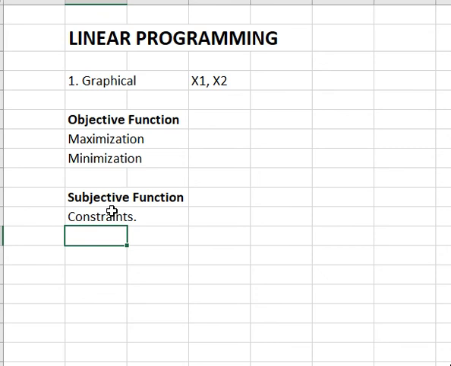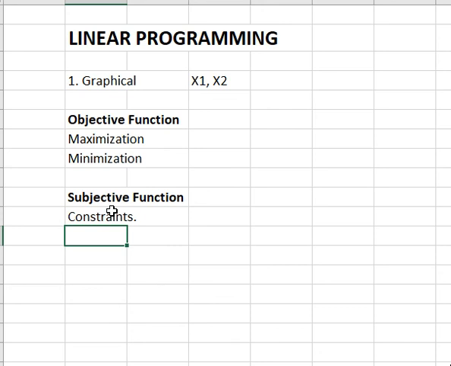It could be capacity, it could be number of workers. Siyempre, gusto mo magbenta ng sobrang dami. Kaso, kakaunti yung tao mo. It's a factor. Hours, man-hours, number ng tao, number ng raw material. Yun yung mga subjective functions or constraints. Sa Tagalog, yun yung mga sagabal para hindi natin ma-meet yung ating objective functions.